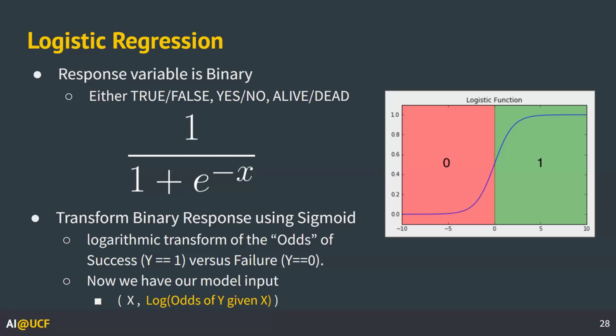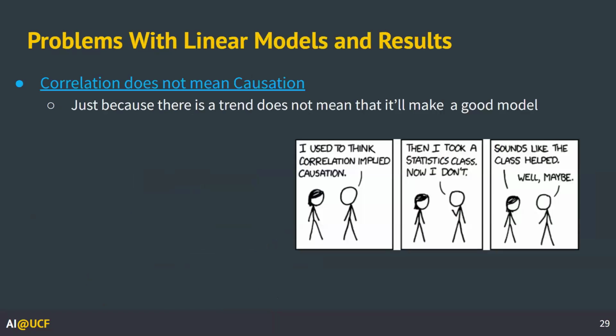Okay, thanks. But so this is logistic regression, and these are very basic models. Linear regression is a very basic model for doing regression, learning a line to fit data, and logistic regression is a modification of that to easily learn classification tasks. But there are problems with these linear types of models and results.